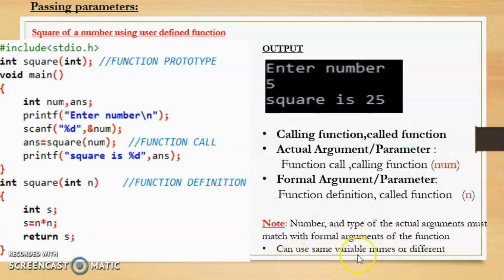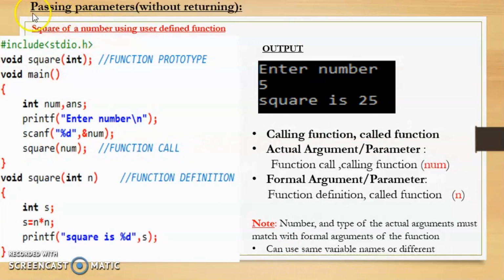Next, we can use the same variable names or different variable names for actual and formal arguments. In this case, we have used different variable names, but if we want, we can even use the same variable names. So in this code, we have seen how to pass parameters and how to return a value back to the calling function. Next, we will see how to pass parameters without returning values back to the calling function.